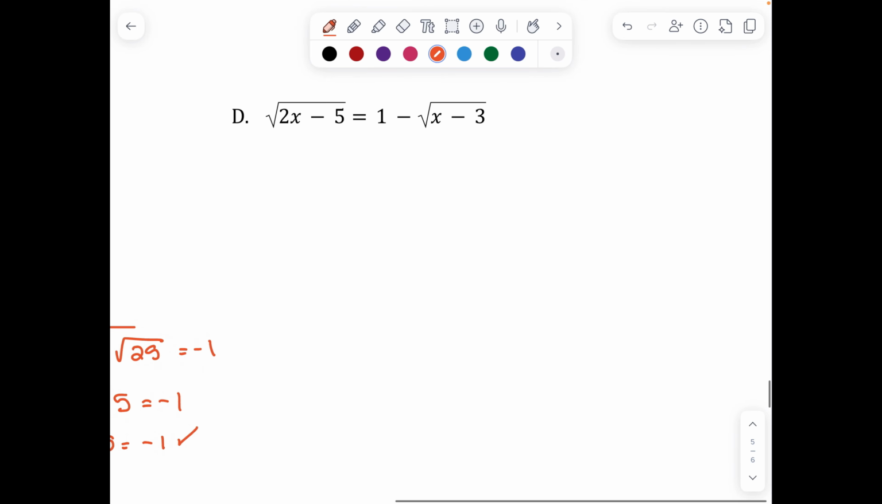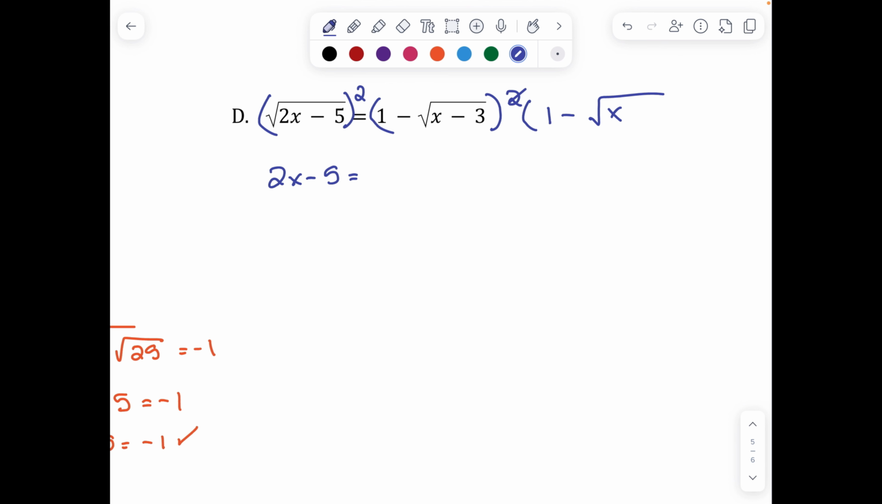Okay, last problem, D. We have the square root of 2x minus 5 is equal to 1 minus square root of x minus 3. So our radical is already isolated. So we're going to go ahead and just start by raising both sides to the index of 2. I have 2x minus 5 on the left is equal to, remember we need to FOIL this, so it's saying we're multiplying by 1 minus the square root of x minus 3. So I get 1 minus 2 square root of x minus 3 plus x minus 3.